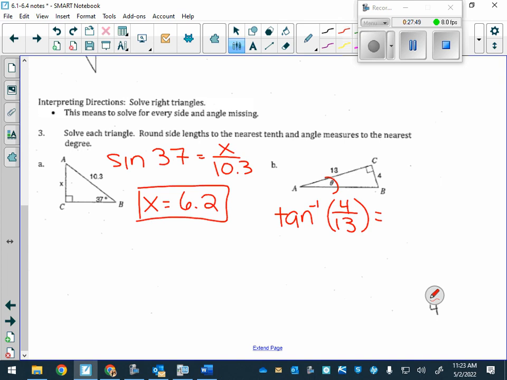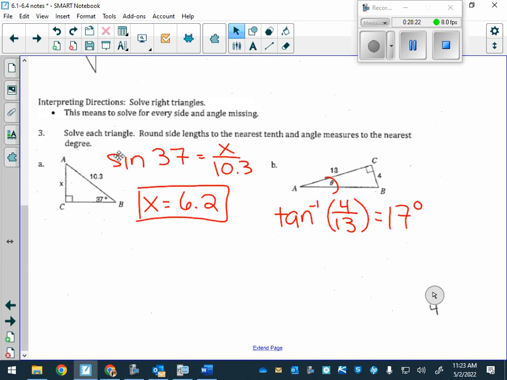And we are rounding to the nearest degree. Who has that one? Go ahead, John. 17. Good. Awesome. Good job, you guys. How many of you did get both? Be careful. Okay. Questions? Yep. You should have got 17.1. Just double check 4 over 13.